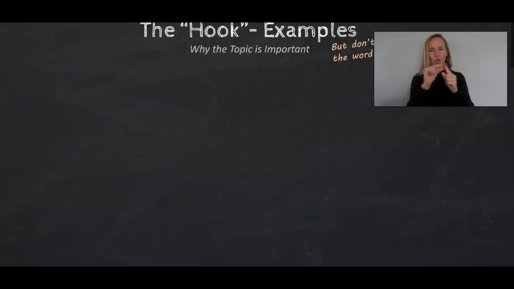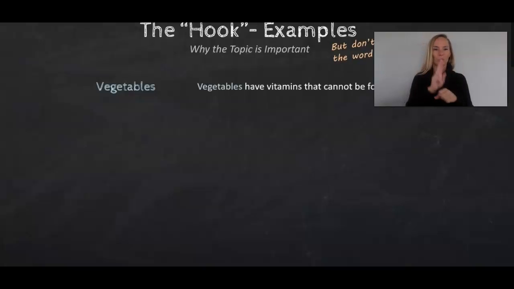Just tell why the topic is important. Using the word important will make your sentence sound a little too simple. So let's say you're writing an essay about vegetables. You could use this hook. Vegetables have vitamins that cannot be found in other foods. Do you see how we stated why vegetables are important, but we didn't oversimplify the sentence by using the word important?